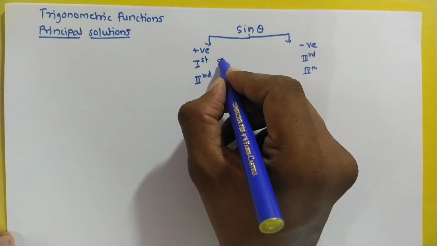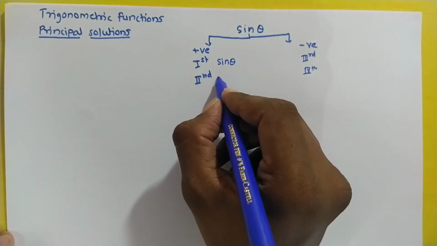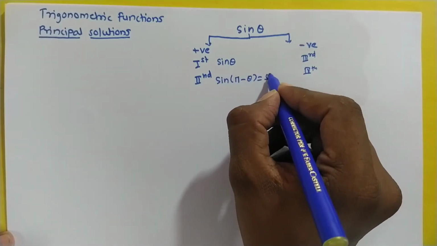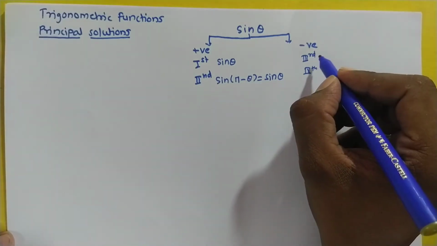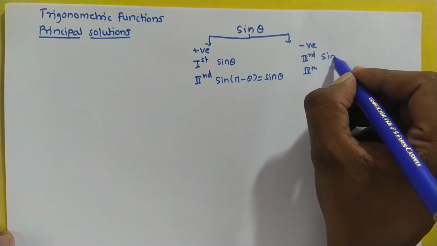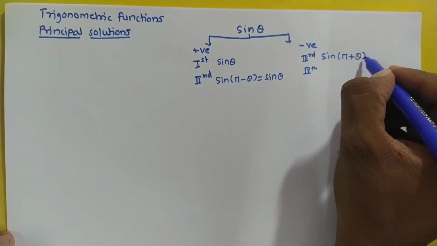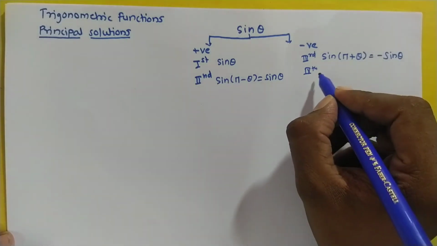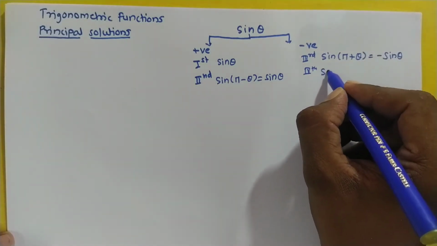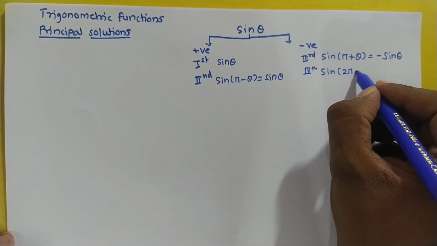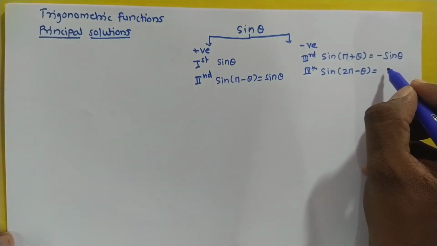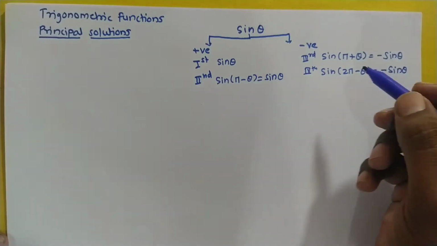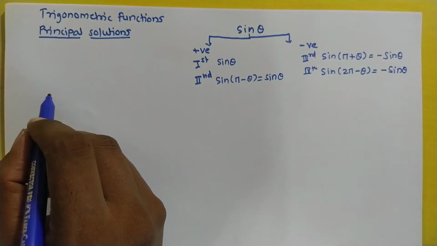So we know that in second quadrant sine of pi minus theta is equal to sine theta. For third quadrant sine of pi plus theta is equal to minus sine theta, and for fourth quadrant sine of 2 pi minus theta is equal to minus sine theta. Now we take the example based on the principal solution.